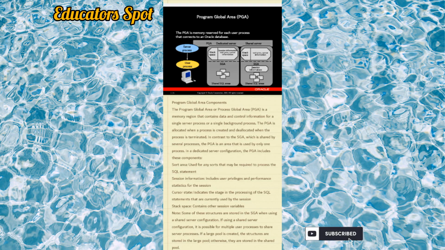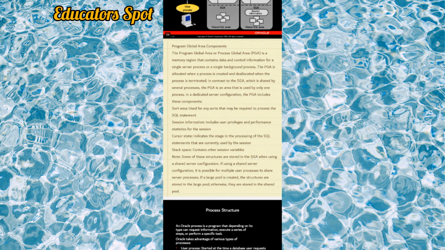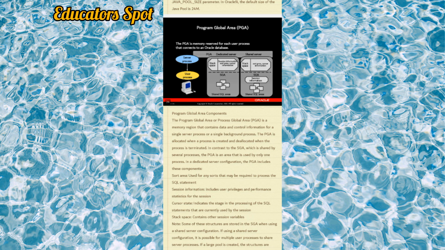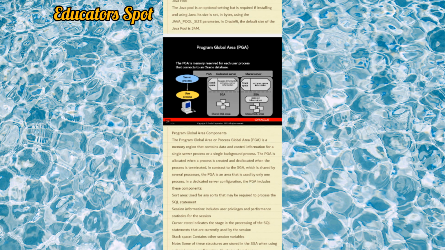Further in Oracle architecture components, we have the PGA, which is known as the program global area. In the program global area, memory is reserved for each user process that connects to an Oracle database. The program global area is the memory region that contains the data and control information for a single server process or a single background process.